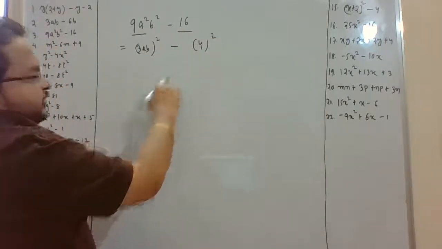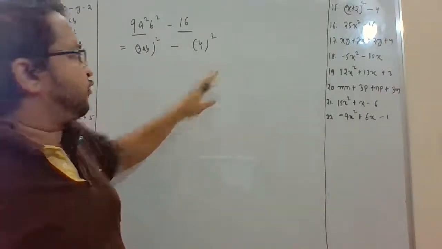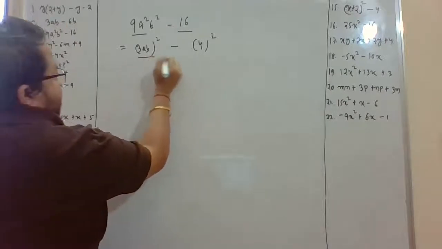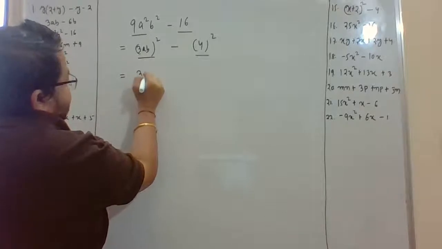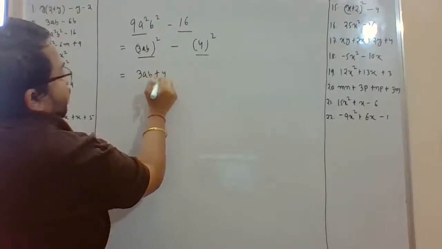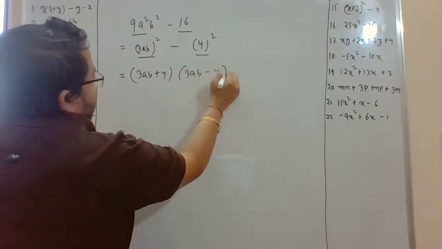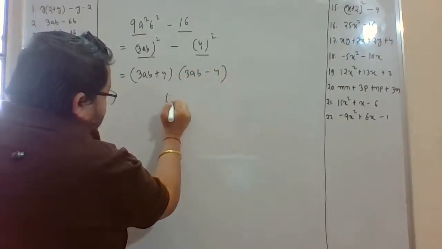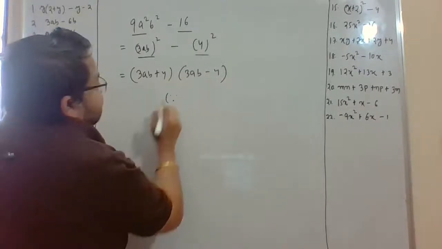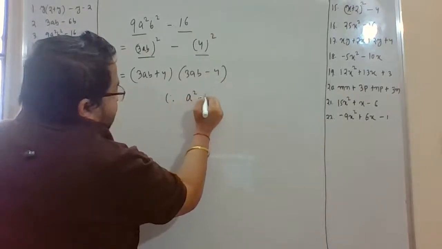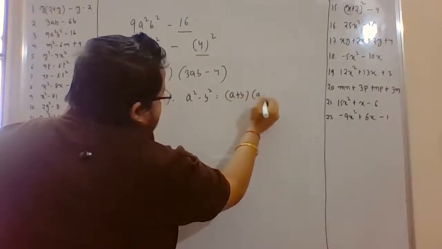So obviously, this comes into your first identity type, that is difference of squares, right? So I know if something square minus something square, then I can write (3ab plus 4) into (3ab minus 4). And I insist you write the reason, okay? The reason is a square minus b square equals a plus b into a minus b.